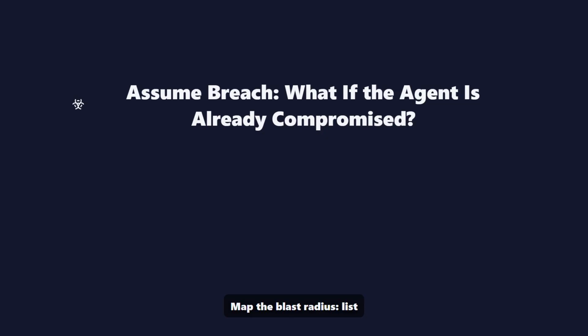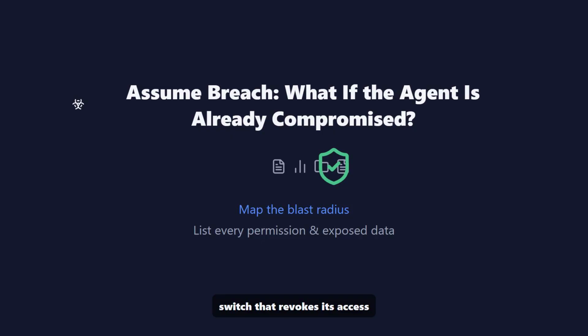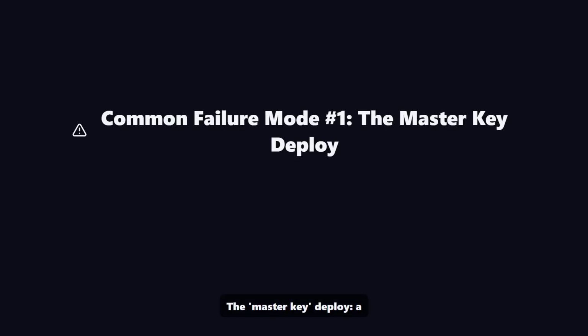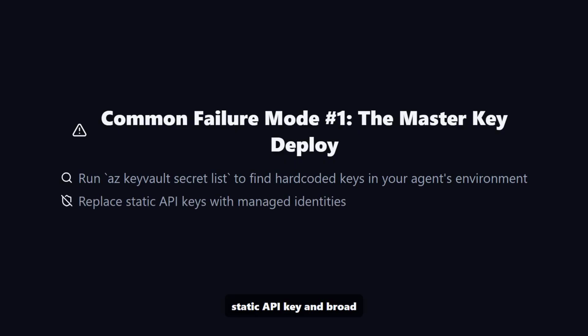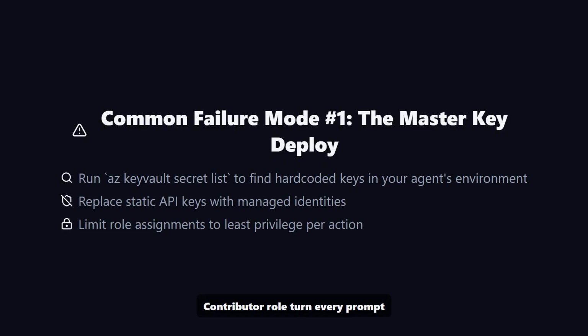Map the blast radius. List every permission your agent holds, then note what data each could expose. Design a kill switch that revokes its access in under 30 seconds. Assume compromise, limit damage. The master key deploy: a static API key and broad contributor role turn every prompt injection into instant privilege escalation.